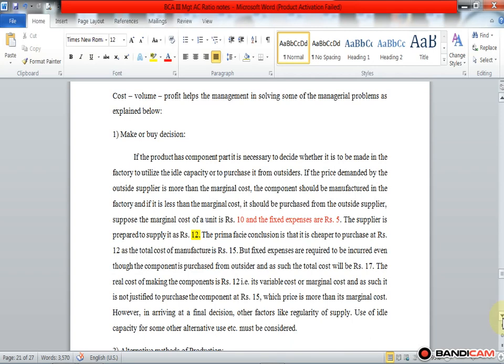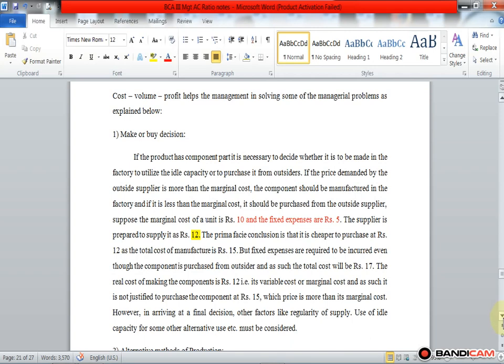If the price demanded by the outside supplier is more than the marginal cost, the component should be manufactured in the factory. Here, if the price demanded by the outside supplier is more than the marginal cost, then the company should decide to manufacture this component in the factory for utilization of capacity. But if the outside supplier provides the components at less than the marginal cost, then the manufacturing concern purchases the components from the outside supplier.